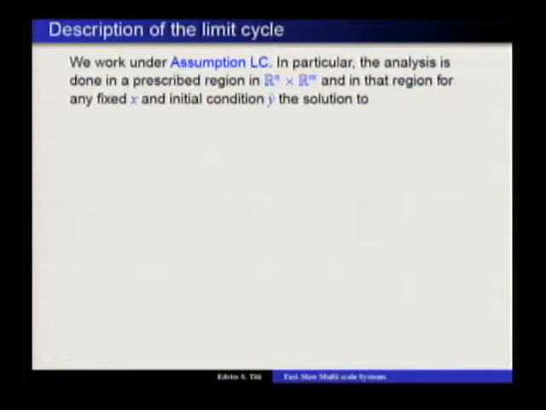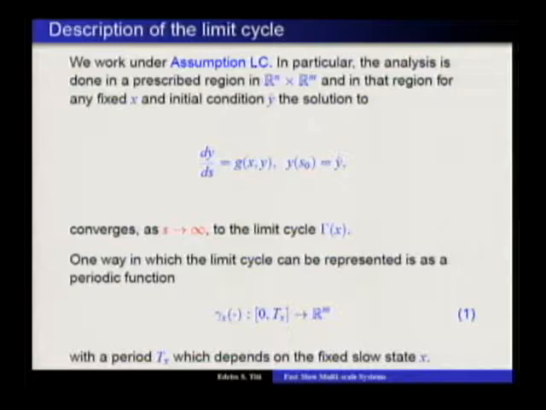So we work under the assumption that the limit cycle is stable. So in this region, for every fixed x, the initial condition y, the solution of the fast dynamics is converging to a limit cycle. Now, how can we describe a limit cycle? There are different ways. A limit cycle is nothing but a curve which is periodic, with period T which depends on x, because for every x fixed, I have a different limit cycle.